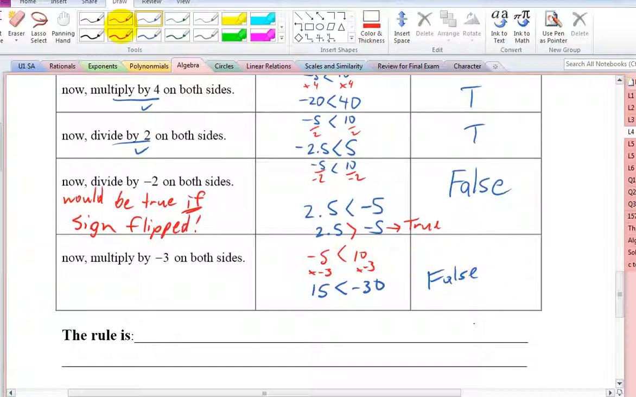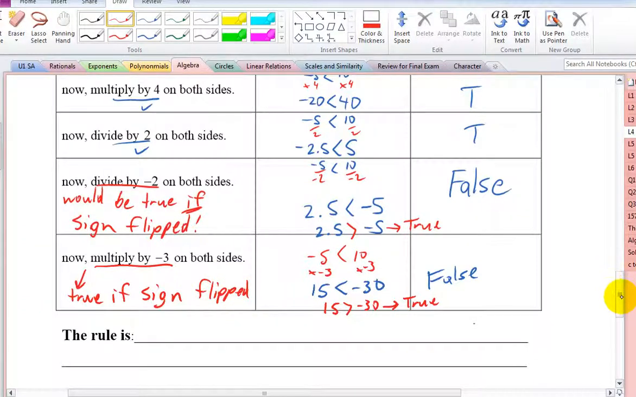Okay. Again, what's the next question we're going to ask here? Dooman? No, that's the answer. What's the question? How would it be true? How would it be true if you flip the sign? So if we had 15 is greater than negative 30, now that would make it true. So when you're multiplying or dividing by a negative, in order to be true, the sign flips.